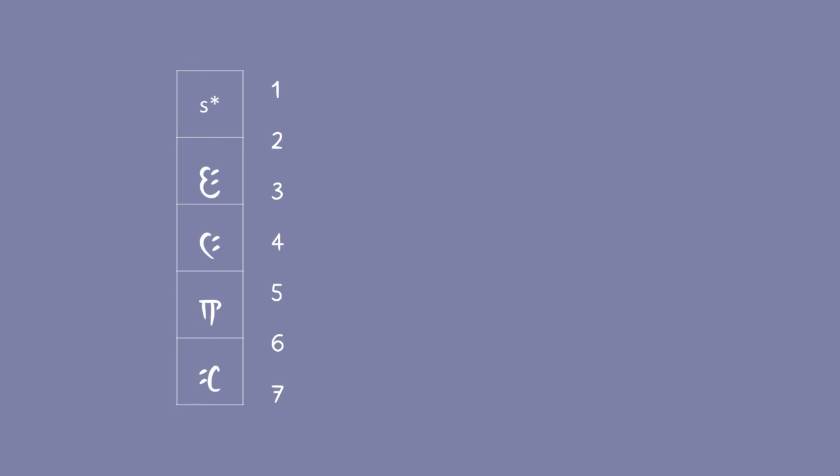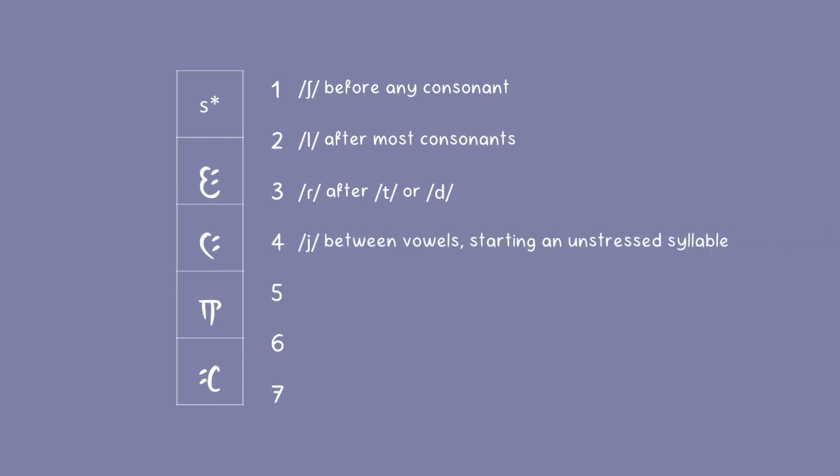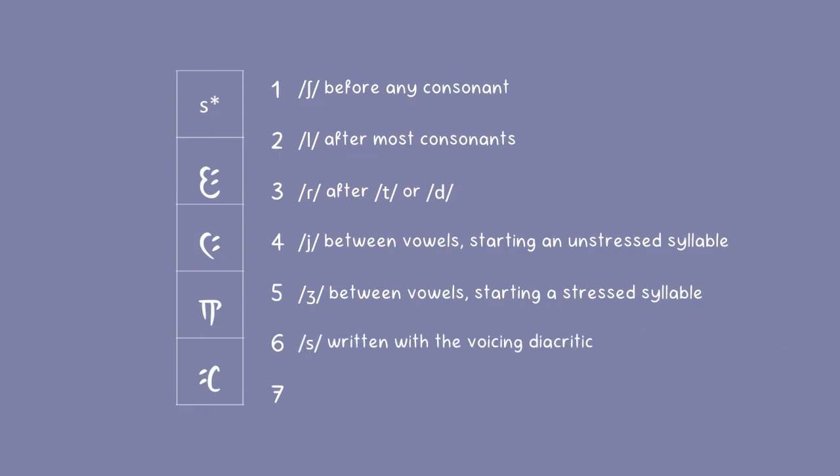So let's break this down. First of all, it could be pronounced as sh before any consonant, l after most consonants, r after t or d. It is pronounced y between vowels if it begins an unstressed syllable, and is pronounced sh instead if it begins a stressed syllable, and if it's written with the voicing diacritic, it becomes s, just like the name of the series, and if it's between vowels, it becomes Z.